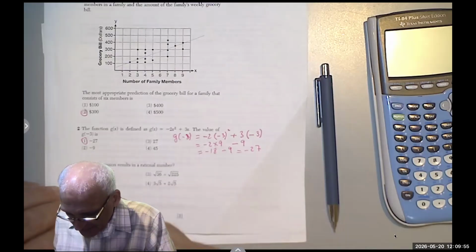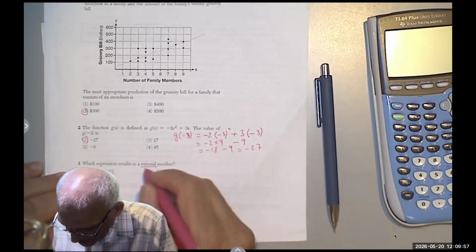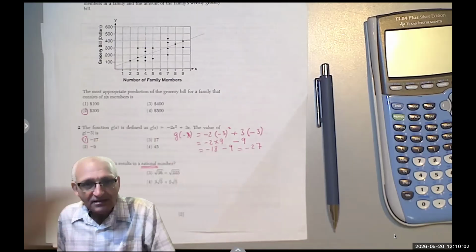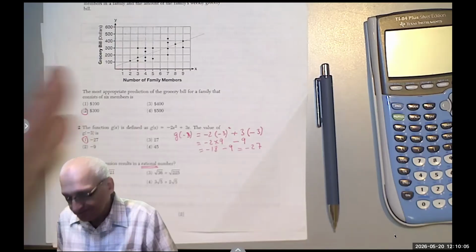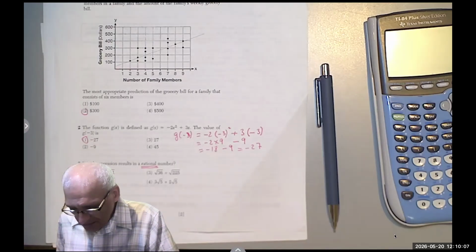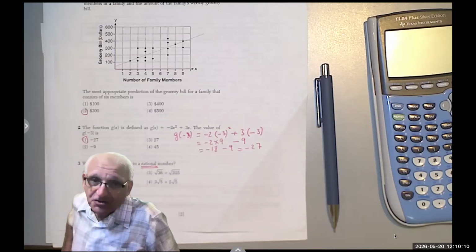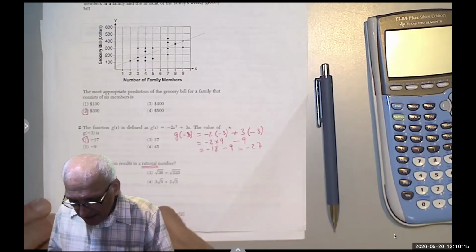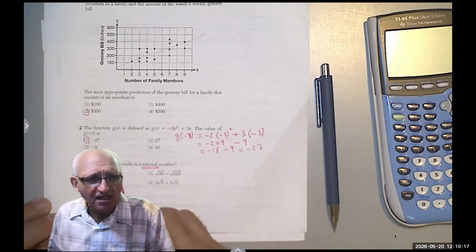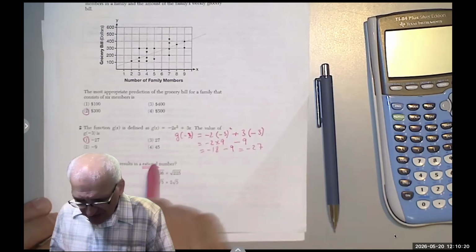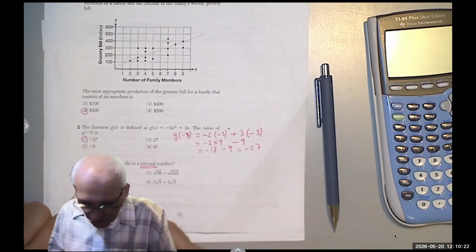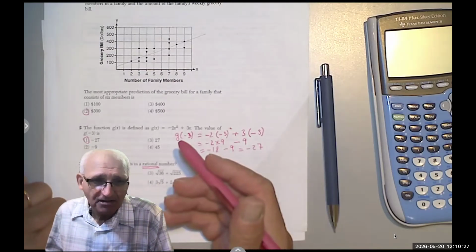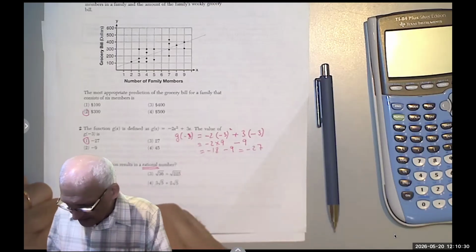Okay. Which expression results in a rational number? A rational number is something that you can write as a ratio, right? Ratio, rational. If you know your perfect squares, you're in good shape. For example, I know that this is 11 squared. Oh, but 29 is not a perfect square, so that is not a rational number. Root 25 is 5, but square root of 50, well, if it were 49, it would have been rational, but it's 50, so it's not.